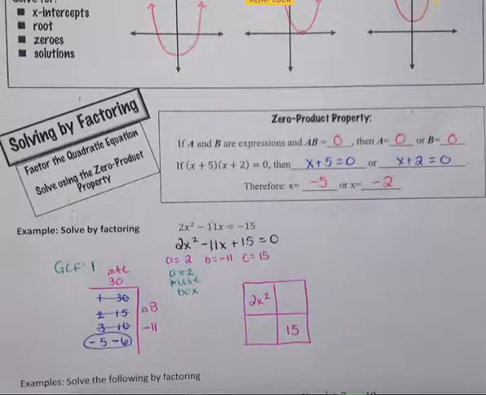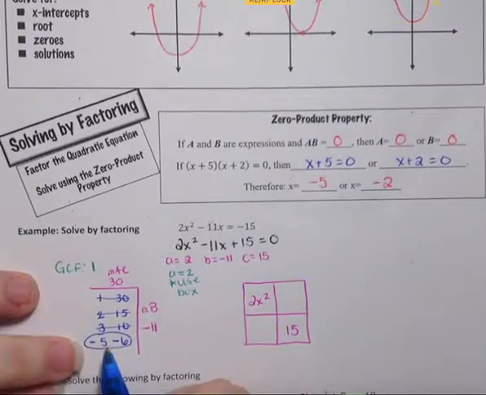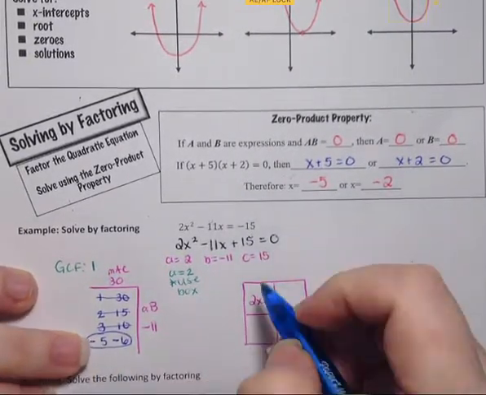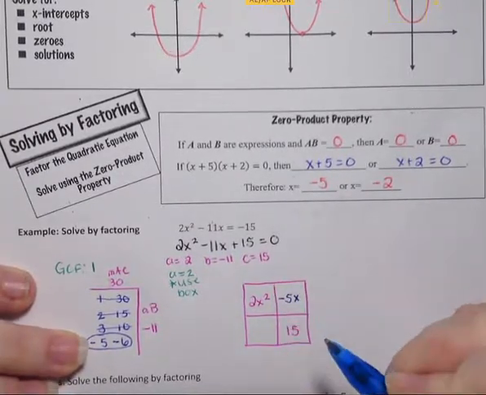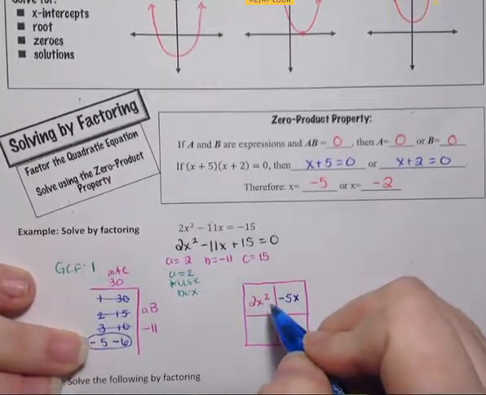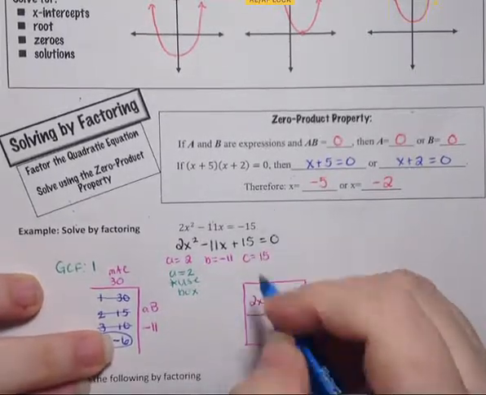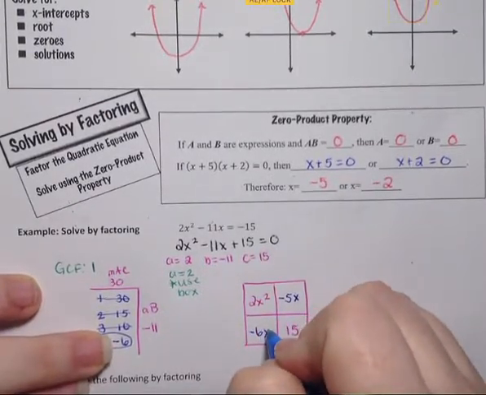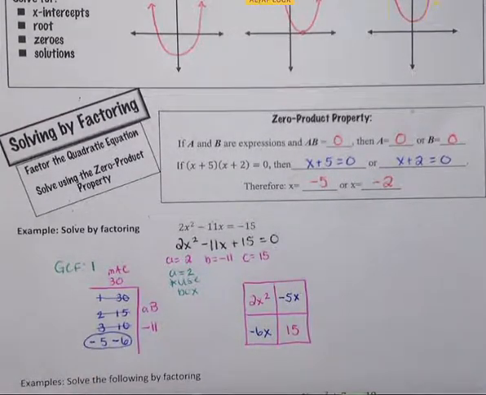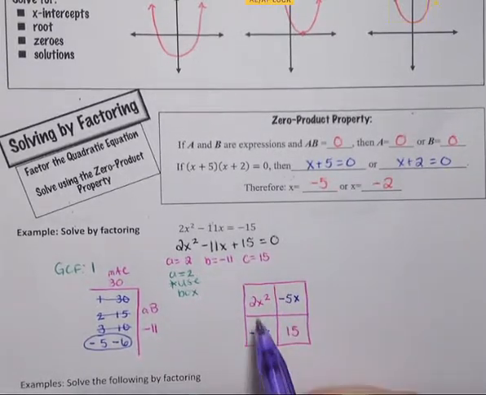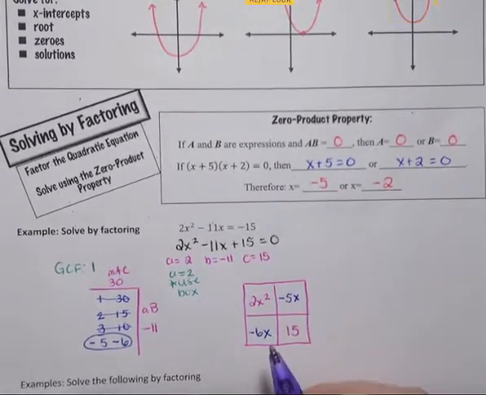Now the other boxes, I'm going to use my negative numbers from that. I'm going to take my negative 5, put it into this next box, but I have to put it with that letter x because they have to share the letter. My next box, I'm going to put that negative 6 also with that letter because they have to share a letter. Now I factor out the GCF of each row and each column, and I'll have my factors.